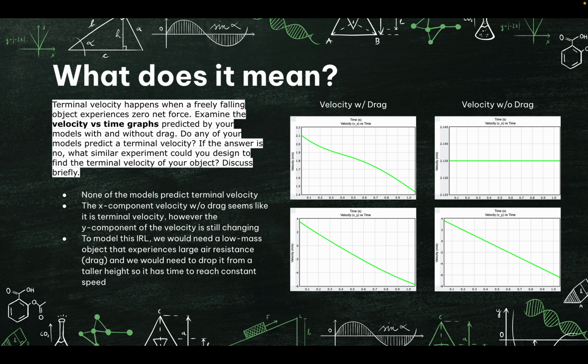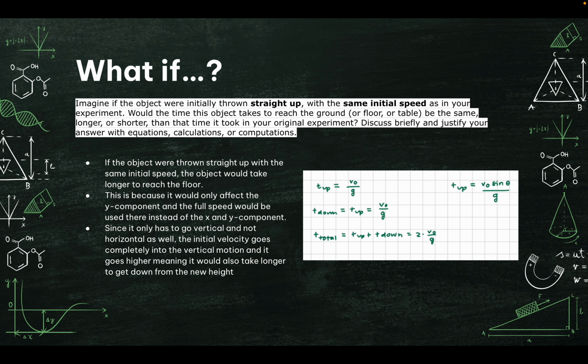To actually model terminal velocity, we would need a lightweight object that experiences large drag, and we would drop it from a much taller height so that it can reach constant speed and actually show terminal velocity.